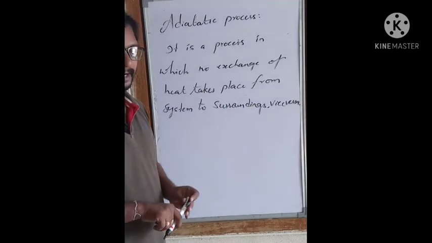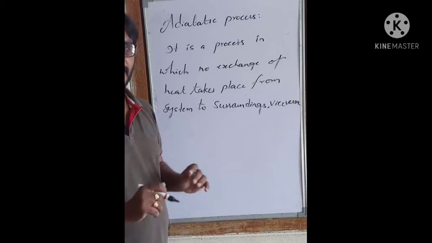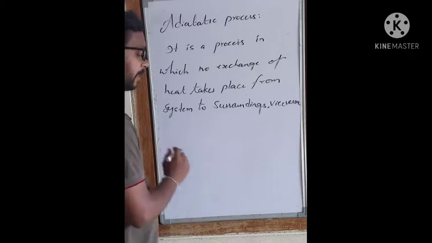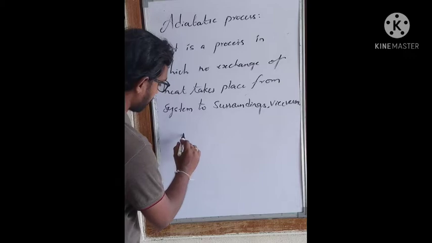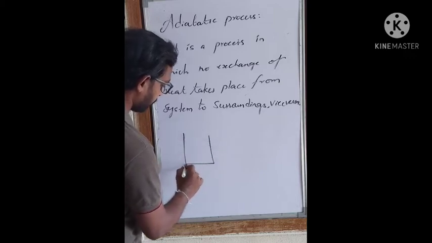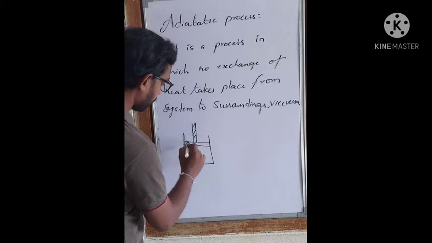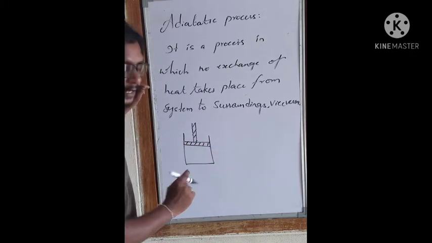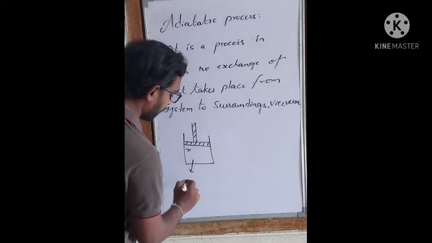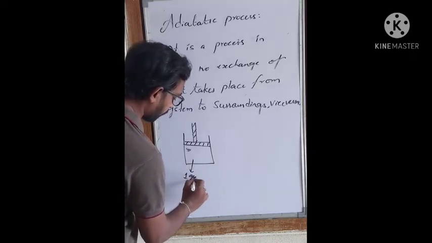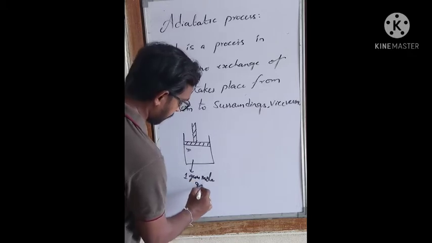So that means what happened in the system, in this process. See there, if you take one example, let us take a system which contains 1 gram mole gas, right? System means cylinder with the piston. In this cylinder there exists 1 gram mole gas.